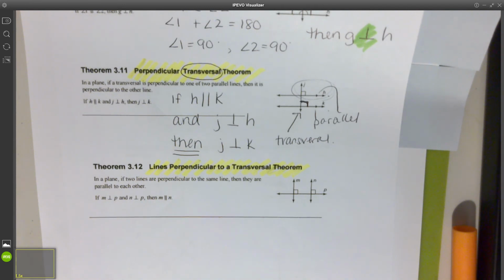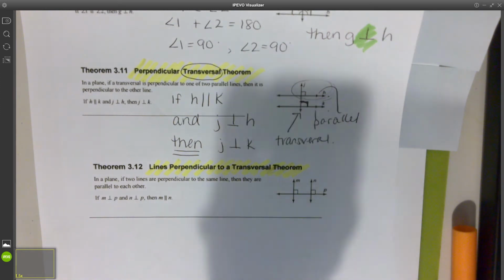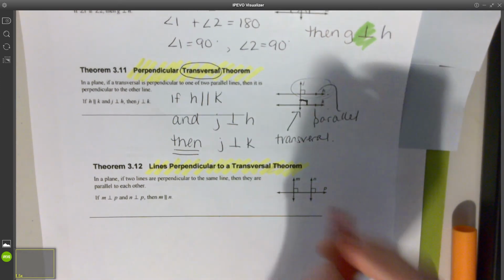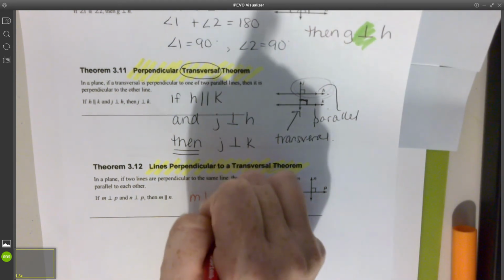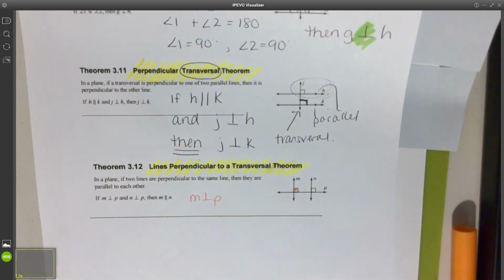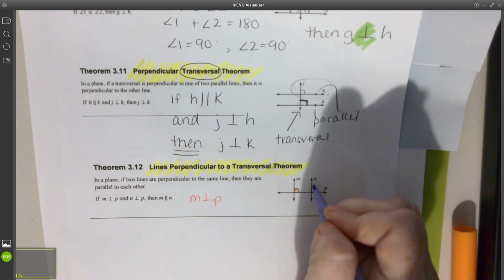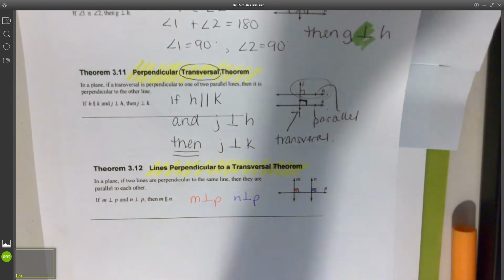All right, then we have lines perpendicular to a transversal theorem. Here, I'm going to write in different colors for this one. Here we have M is perpendicular to P. Now, how do I know that? Because M and P create that box. And then I can say that N is perpendicular to P. They create that box.